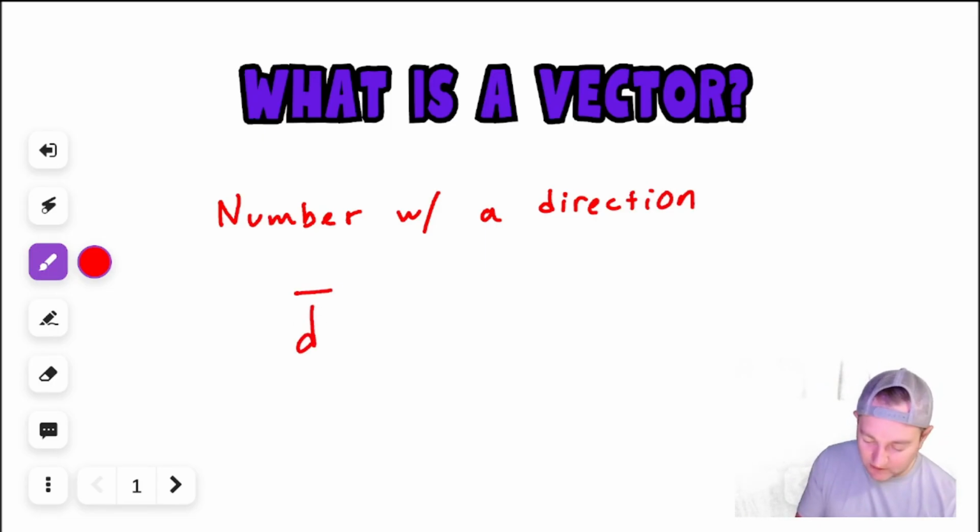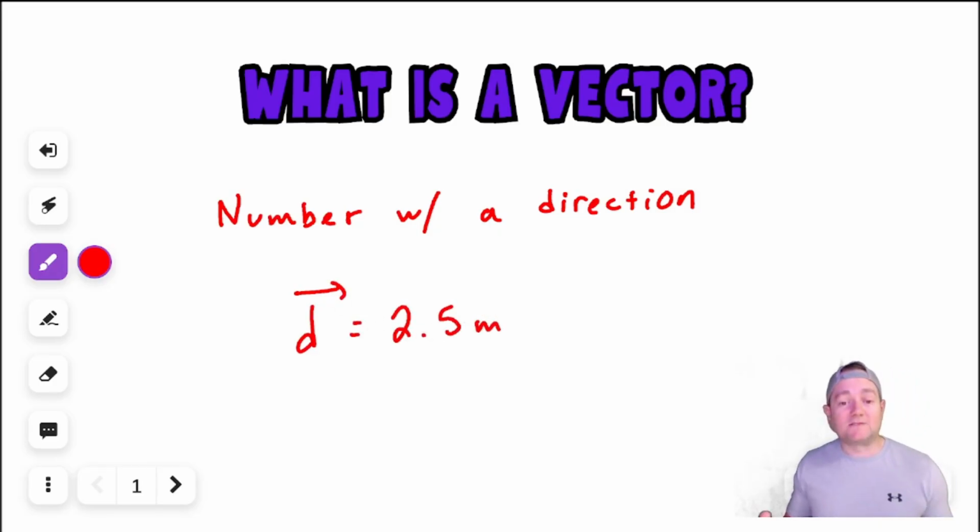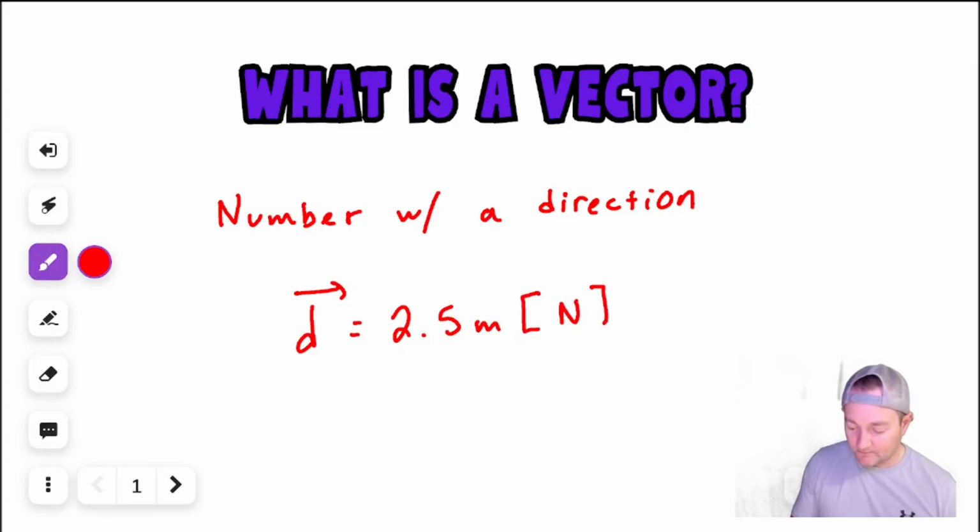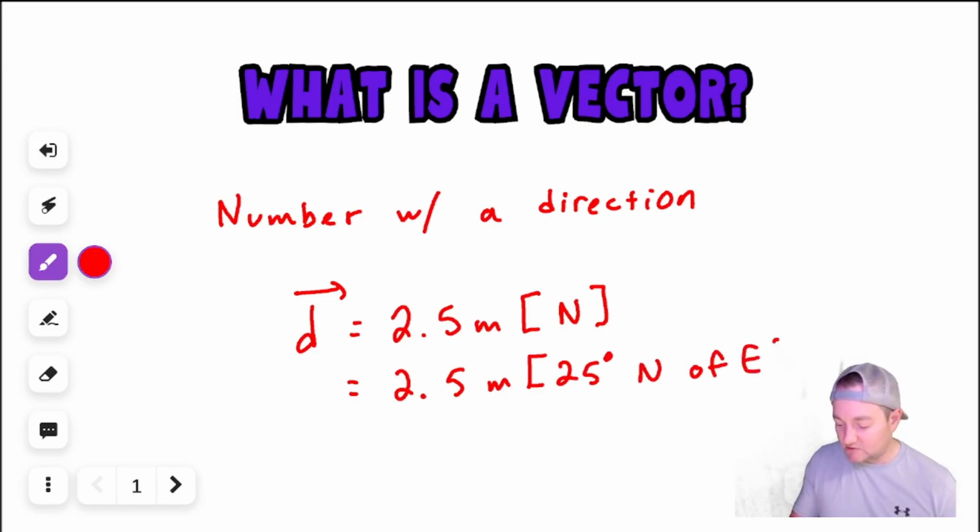So in physics, we represent using notation always, right? So if we had a displacement, we would say, well, it's 2.5 meters. That's our number, 2.5. Now we need a direction to go along with it. So that might be north. Now, if it's a 2D vector, maybe it has a little bit more of a complicated direction. Maybe it's 2.5 meters, 25 degrees north of east. So that's what we're going to kind of tackle today.